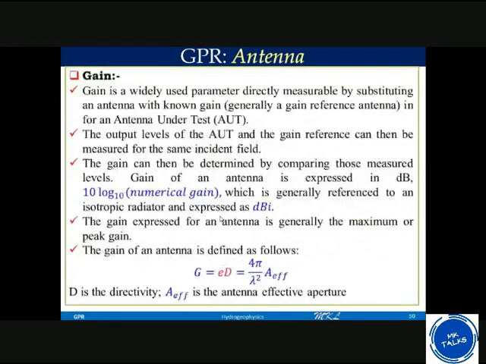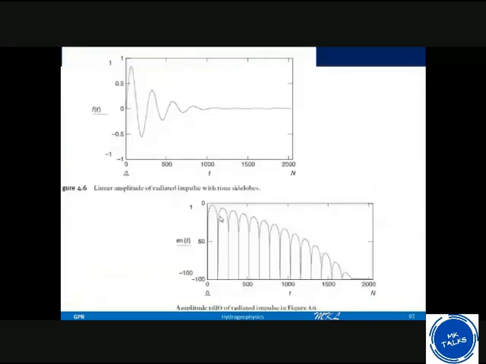What is gain? Gain is a widely used parameter. When you are buying an antenna, you should look at the gain also. The gain of an antenna can be expressed as 10 log10 of the numerical gain. It is generally expressed in decibels, also expressed as dBi. So generally we denote gain as dBi. This is how a GPR signal looks when transmitted, and the amplitude gain will look like this.